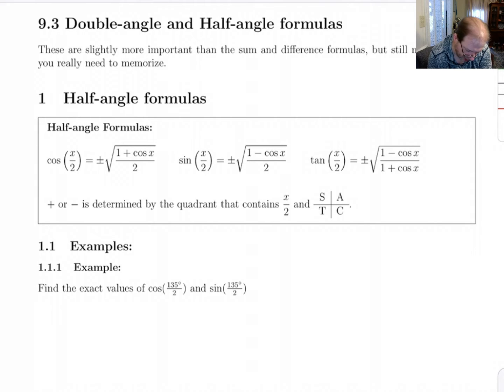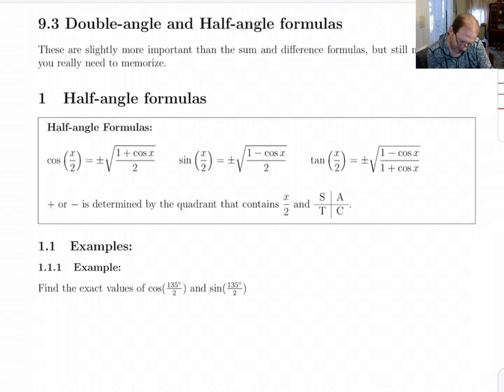On these, cosine of x over 2 is this, sine of x over 2 is this, and tan of x over 2 is this. And notice all of these have a plus or minus in the front of them. To figure out the plus or minus part, you have to figure out which quadrant the angle x over 2 is in, and then use the simple trig chart to figure out whether it should be positive or negative. So let's start out with this first one.